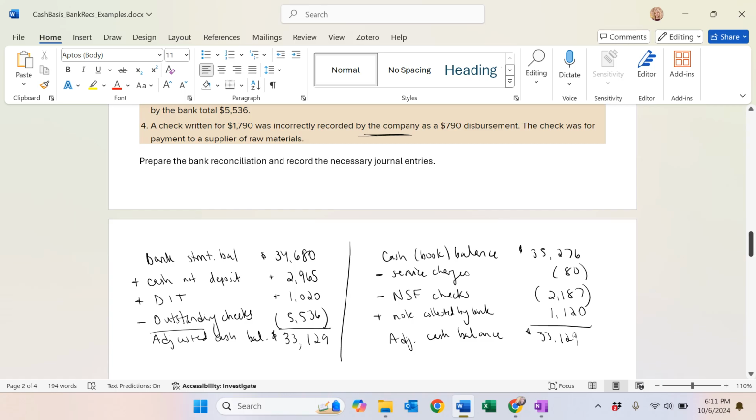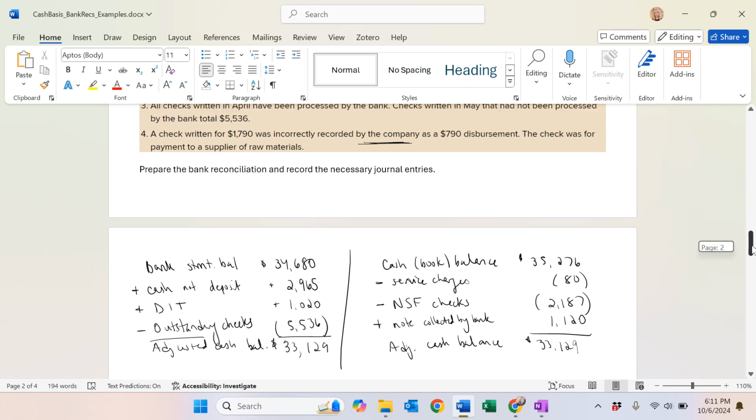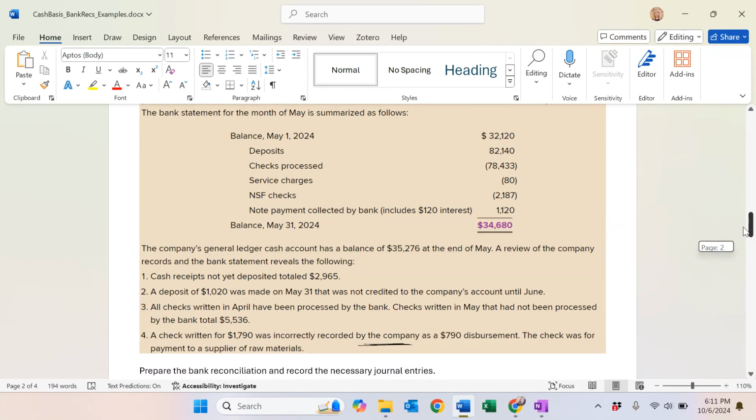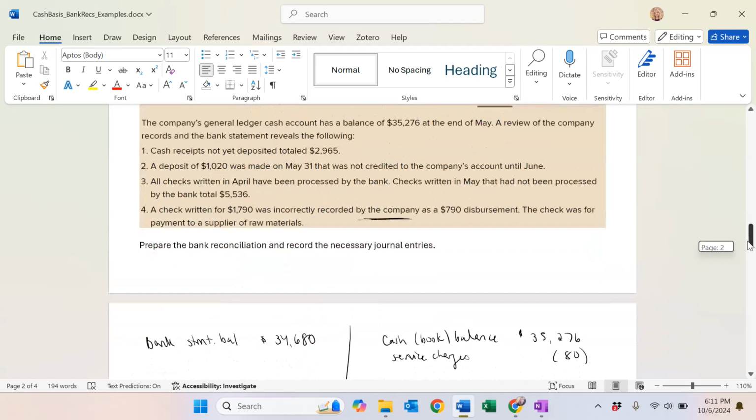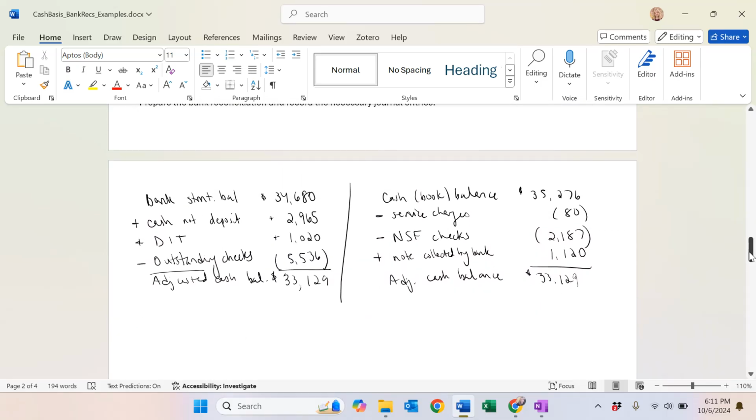But one last thing that we need to do, we need to record the journal entries. So the accountant looks at the bank statement and finds out about these service charges, the non-sufficient funds checks, and the note. And so this needs to be recorded as journal entries so that we can actually update the books, not just see that the numbers agree.